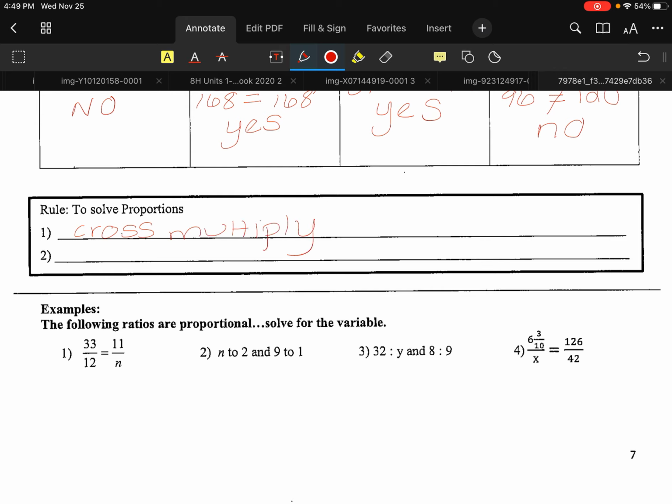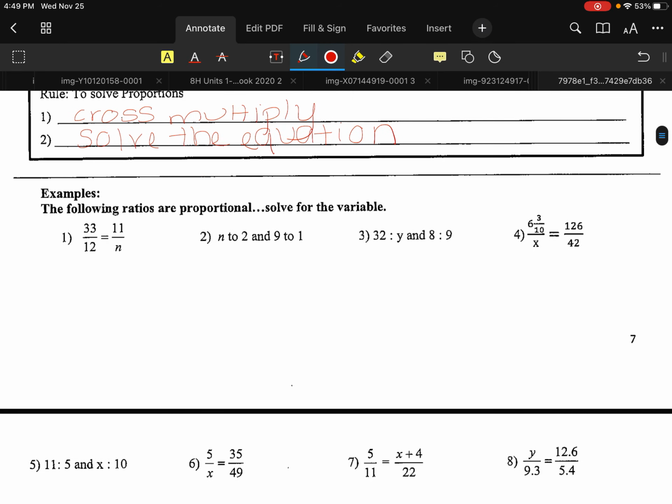And in the problems that we're about to do, there's going to be a number missing. So we're going to cross multiply, and then we're going to solve the equation. And that is why we did the equation unit first, so that you all know how to solve an equation. So for example, number 1, the following ratios are proportional. They're telling you that they are equal to each other.